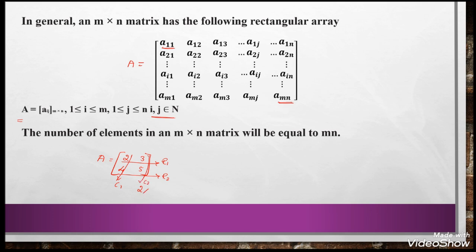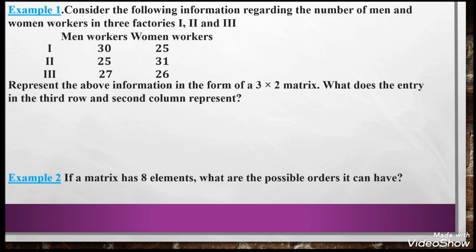Two rows, two columns. So I can write the given matrix containing two rows, two columns. Then how many elements are there? There are four elements, that is 2, 3, 4, 5. Simply we have to take 2 into 2, that is 4. Therefore, the number of elements in an m cross n matrix will be equal to m into n.